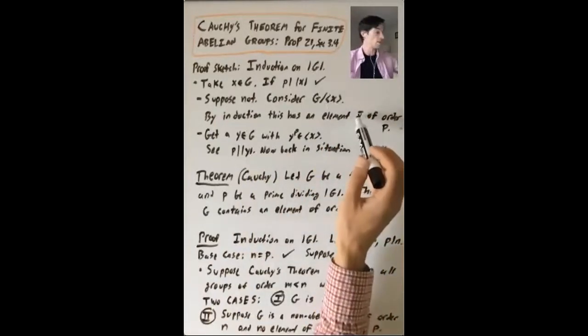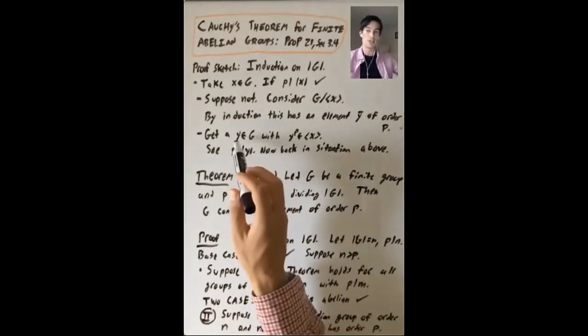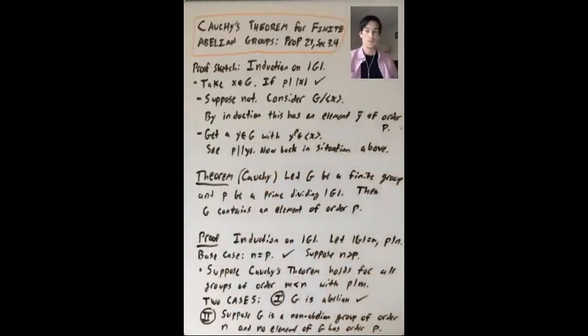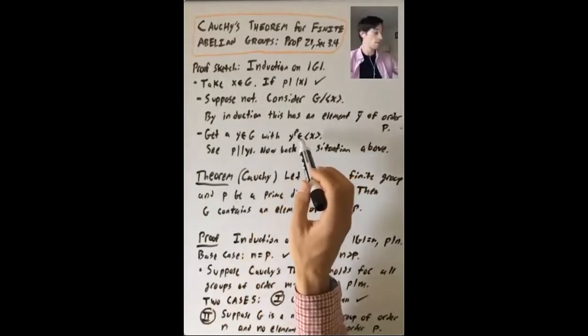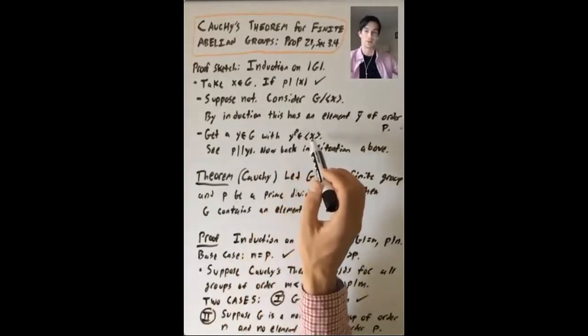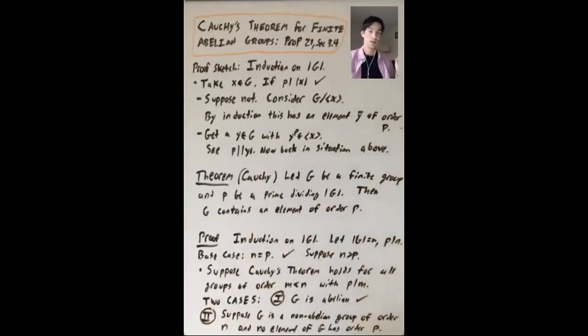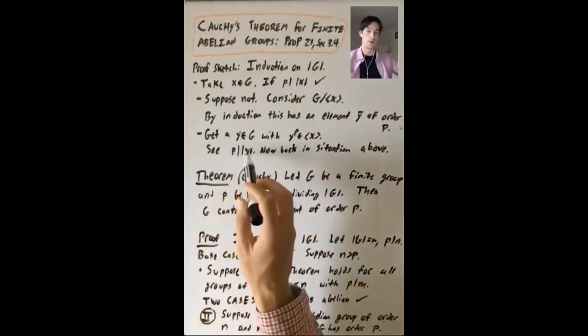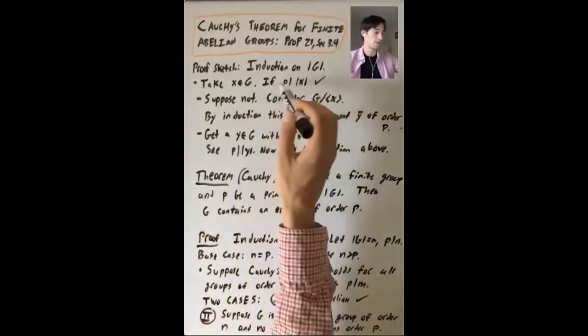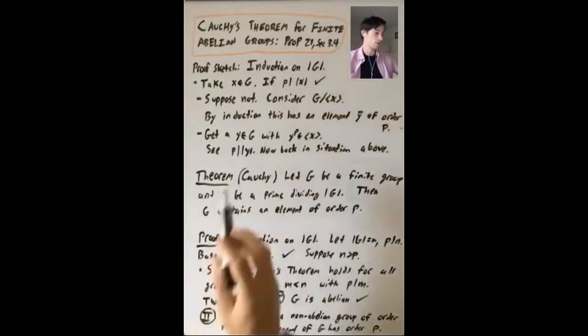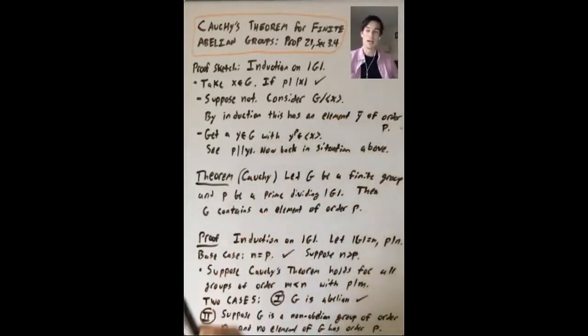This element y bar gives us an element y in G. What we know about y is that y is not in the cyclic subgroup generated by X, but y to the P is in the cyclic subgroup generated by X. You can use this to show that P divides the order of y. And now we're back in the case where P divides the order of some element. So from y, we take a power of y, and we get an element of order P. That's how the proof worked in the finite abelian case.